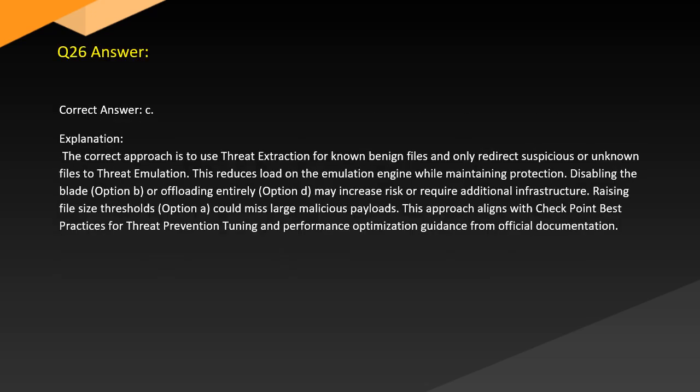Answer. Correct answer: C. Explanation. The correct approach is to use threat extraction for known benign files and only redirect suspicious or unknown files to threat emulation. This reduces load on the emulation engine while maintaining protection. Disabling the blade, option B, or offloading entirely, option D, may increase risk or require additional infrastructure. Raising file size thresholds, option A, could miss large malicious payloads. This aligns with Check Point best practices for threat prevention tuning and performance optimization guidance from official documentation.